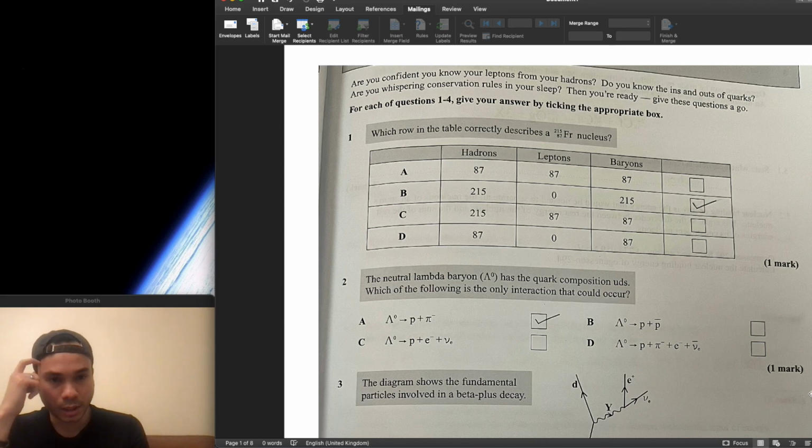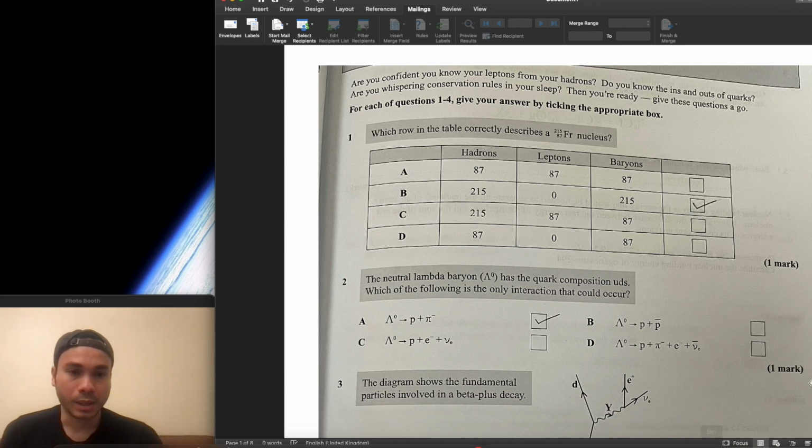But in this particular case, the correct answer is going to be B, because we don't have any leptons, because it's just a nucleus. If it was an atom, then we could consider A and C, so it's only going to be B or D. But because we know 87 is far too small a number, because it doesn't include the neutrons, and neutrons are also baryons, the correct answer is B. Okay.